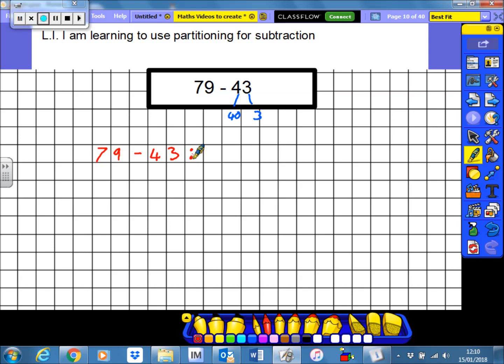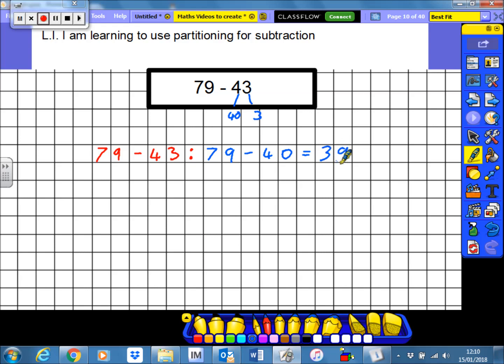Next, I'm going to write out the sum again, but I'm going to start off by just subtracting the tens of the second number. So this is where the partitioning comes in. I'm going to subtract the tens, then I'm going to subtract the units. So it's kind of working in stages. Okay, we're chunking up the number. So I write it out again, 79, but we're just going to start off by subtracting 40. And the answer to that we can work out by just jumping back in 10. So we go 79, 69, 59, 49, 39. So the answer to that is 39.